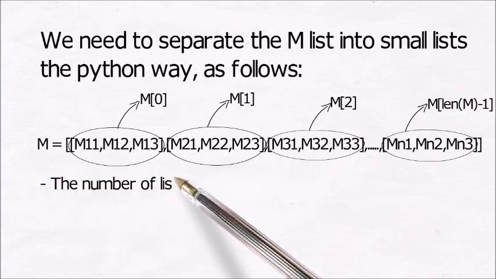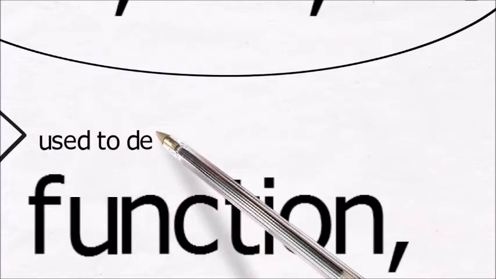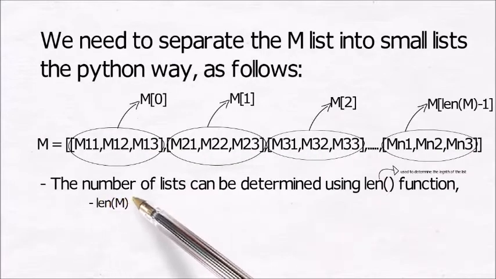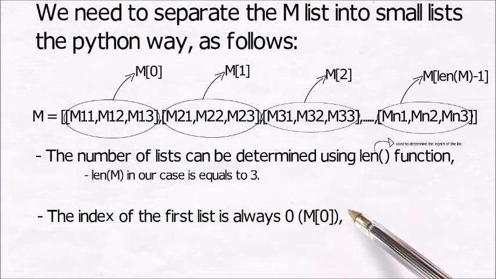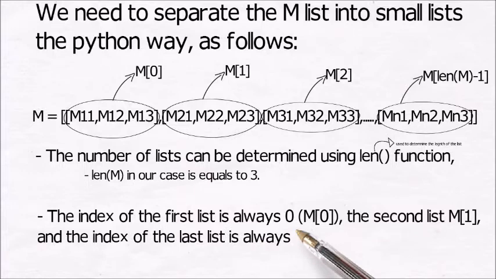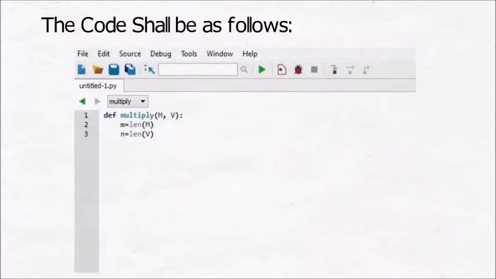The number of lists can be determined using the len function, which is used to determine the length of lists. Len M in our case equals 3. In our example, the index of the first list is always 0, M of 0, second list M of 1, and the index of the last list is always M of len M minus 1. The code shall be as follows.